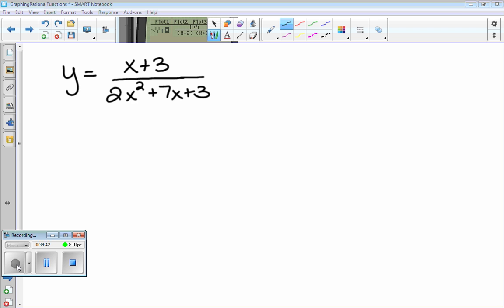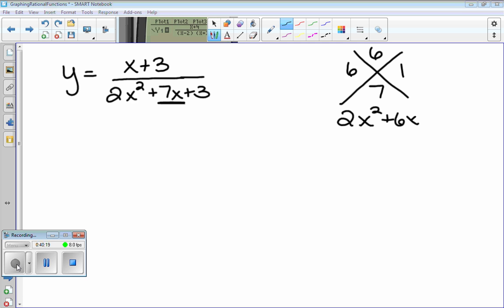Do we remember how to factor something with a leading coefficient of 2? We're thinking about the two numbers that multiply to be 6. Where'd the 6 come from? 2 times 3, good. And adds to be 7. What numbers are those? 6 and 1, good. So what do I do with that 6 and 1? I rewrite my middle number, remember that? So it's going to be 2x squared plus 6x plus 1x plus 3.